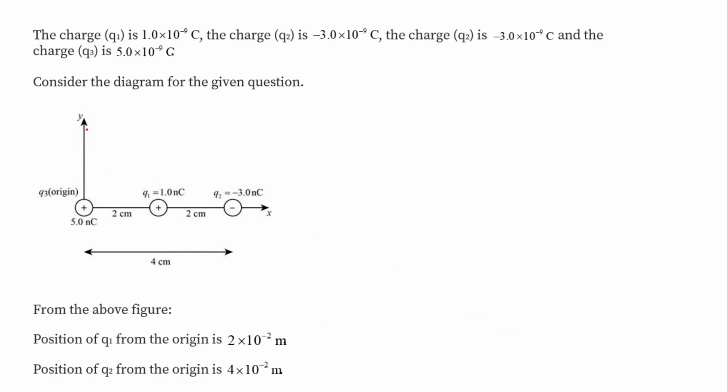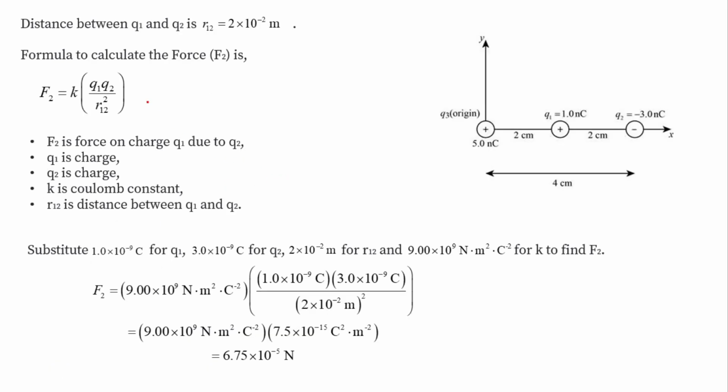So let's move forward. Here we are going to find the force F2 at this point on the charge Q1 in this direction. So this would be equal to K Q1 Q2 divided by R square, where R is the distance between these charges, which is 2 centimeter. As we substitute these values, we find F2 comes out to be 6.75 into 10 to the power minus 5 Newton, in this direction.